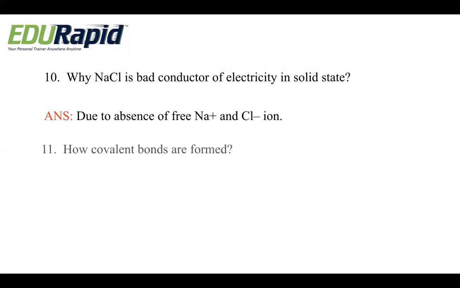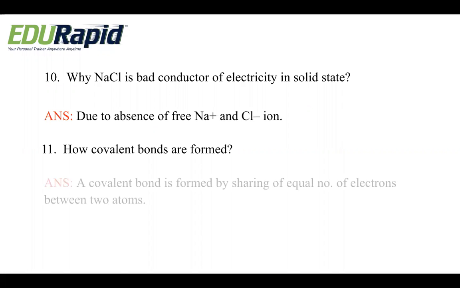We'll move to the next question. How are covalent bonds formed? Very simple. How are covalent bonds formed? Any answer? Okay. Yes, Hemant, mutual sharing of electrons. Covalent bonds are basically formed by the sharing of electrons. A covalent bond is formed by the sharing of an equal number of electrons between the two atoms.